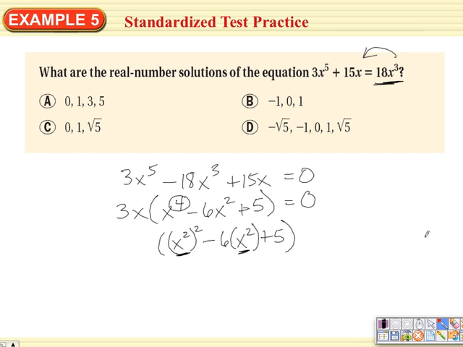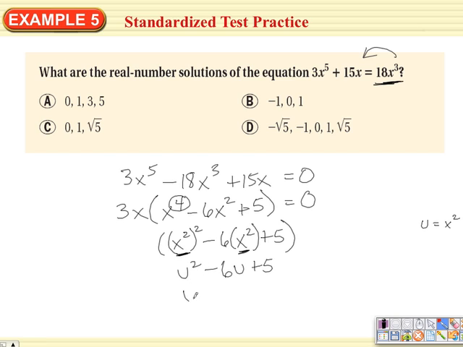Instead of x squared, I'm going to say off to the side, u equals x squared. So instead of x squared, I'm going to put u. So I'm going to get u squared minus 6. Instead of x squared, I'm going to put u. And then I got plus 5. Now look at that. It's the same idea as before. This now looks like a quadratic, right?